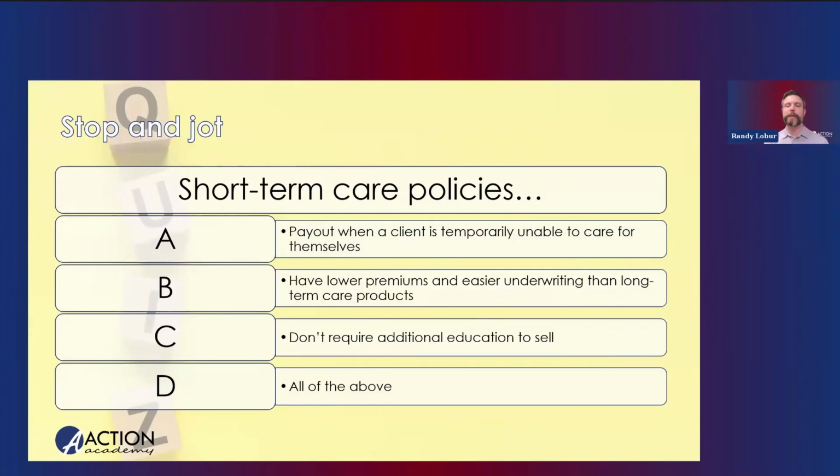So, a quick difference between the two. I'll ask you to weigh in here in the chat. Short-term care policies: which of these statements are true about short-term care policies? A, they pay out when a client is temporarily unable to care for themselves? B, they have lower premiums and simpler or easier underwriting than long-term care products? C, they do not require additional education to sell? Or D, all of the above are true about these plans? Which letter or letters most closely describe short-term care policies based on what you know so far?